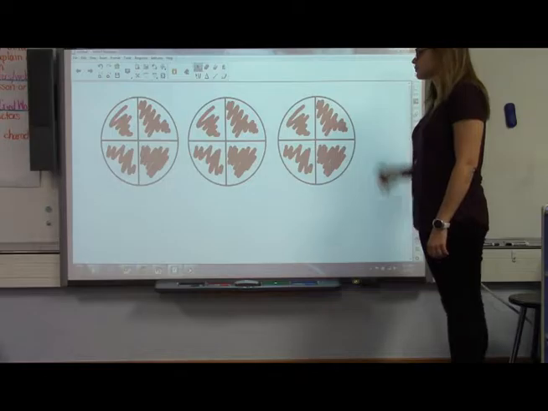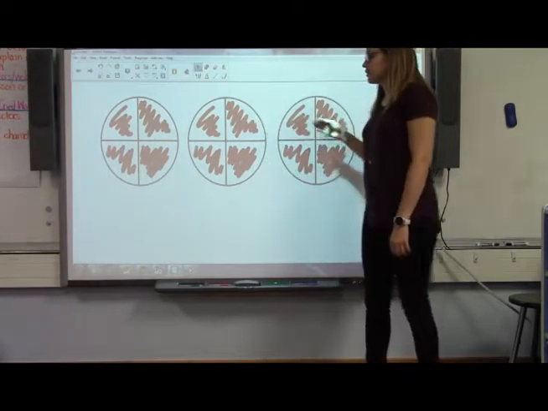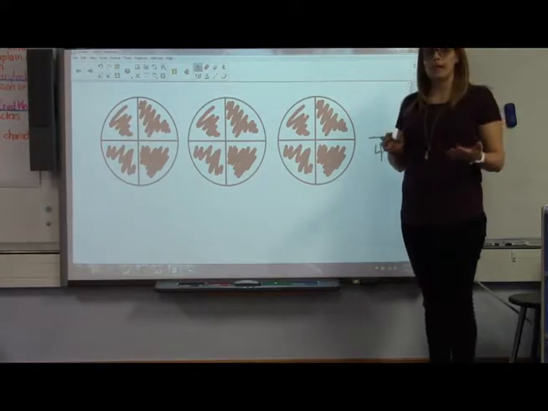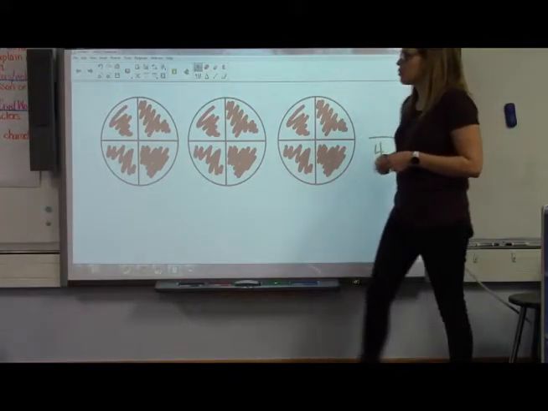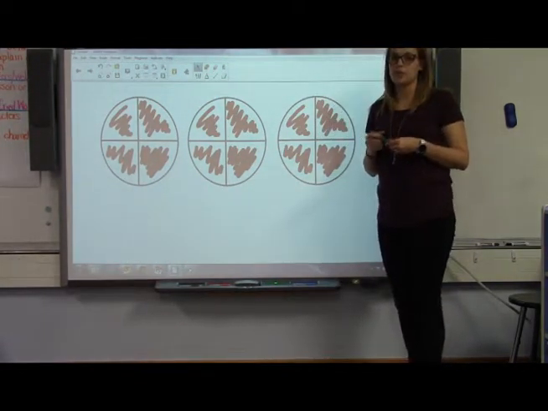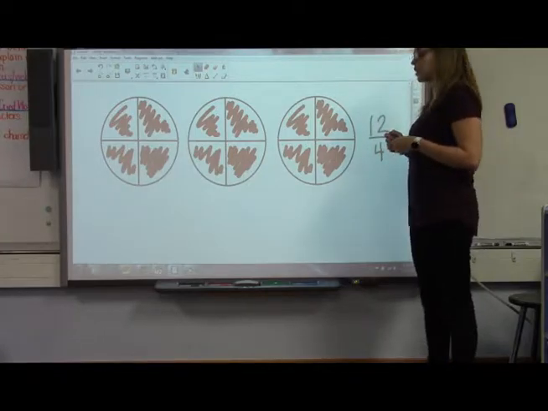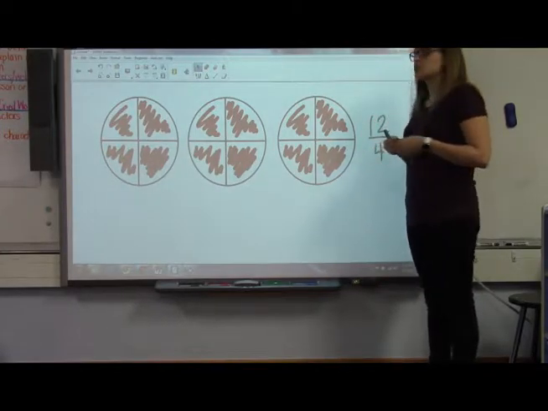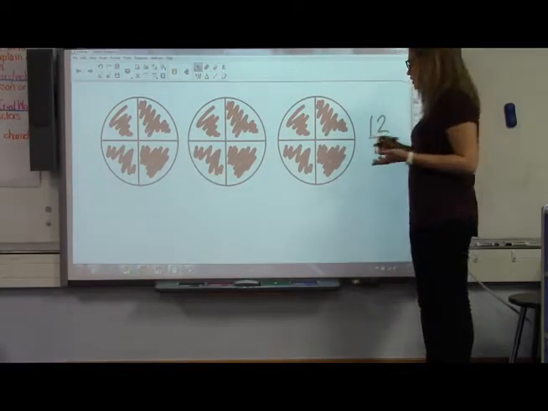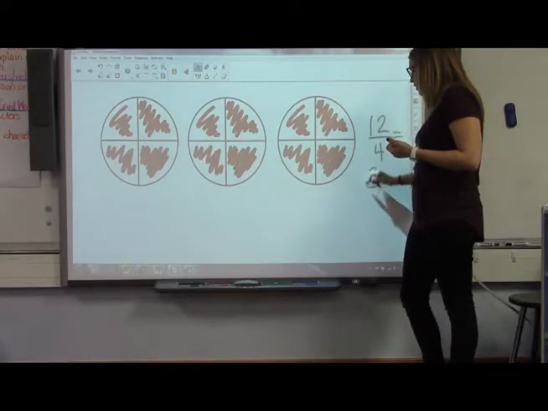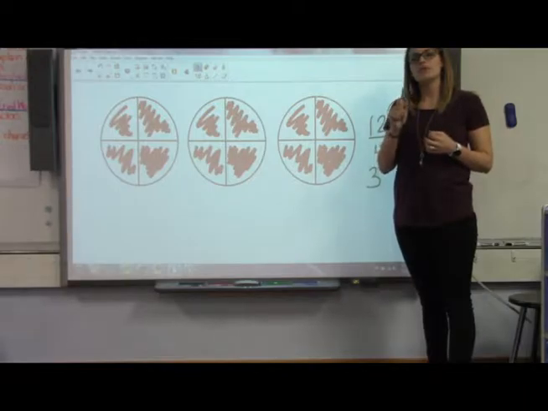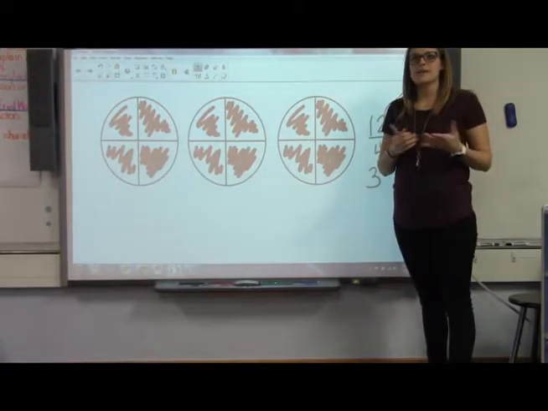Let's keep going. For these 3 circles, they're still partitioned into fourths. But how much is the shaded area worth? Well, we know 4 plus 4 plus 4, or 4 times 3, is 12. So our numerator is 12. So 12/4 is one way we could represent this fraction, okay? But there's another way. We could just say that it's 3, right? It's 3 whole parts. But if I wanted you to make it a fraction, there's one easy way I could do it.